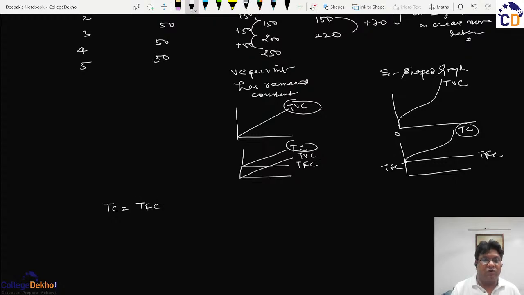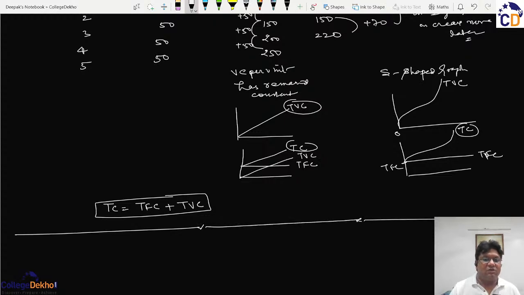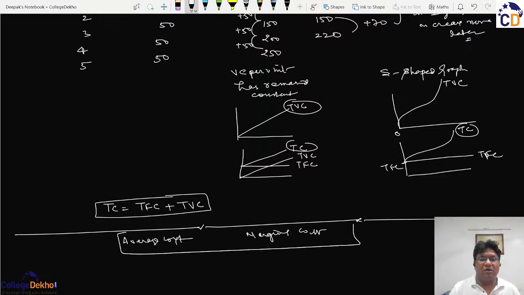So on this note, we will finish this session on the cost function, where we have understood that total cost is equal to total fixed cost plus total variable cost, and we will take up another session on this cost function, where we will be discussing the concept of average cost and marginal cost. So this session was on the meaning of the word cost, what the cost function is, what the types are, and how the total cost, total fixed cost, and total variable costs are related. This has been discussed, and we will move further in our sessions to come.